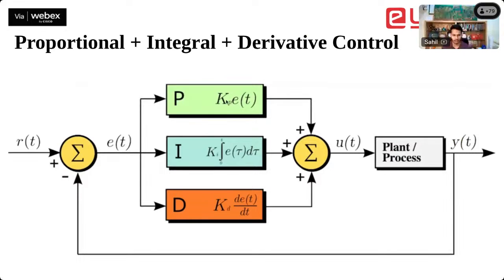Then comes another pair, that is PI. PI is required when you have to eliminate the steady state error. For example, temperature control in a heater or oven. Now why do you need the combination of all three? The combination of all three is used in systems where you need precision, stability, and minimal error. For example, controlling a drone's altitude.